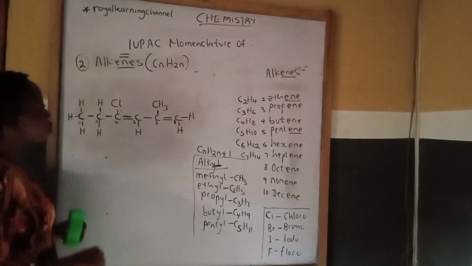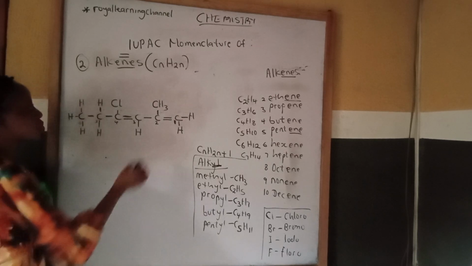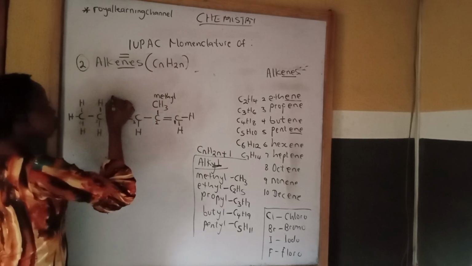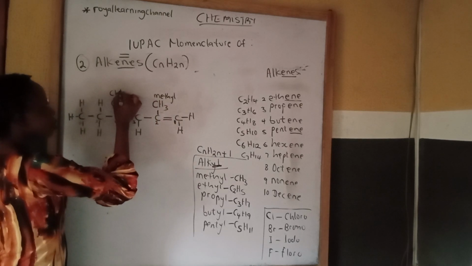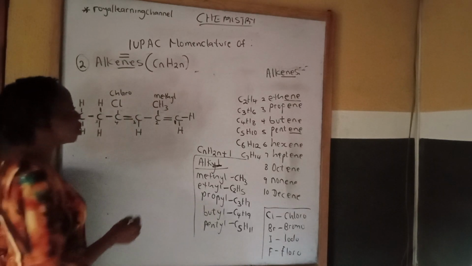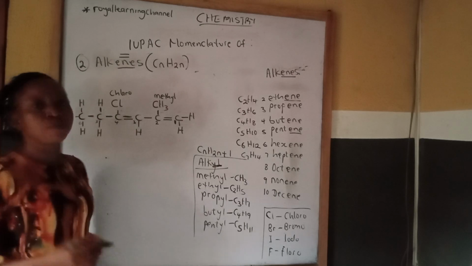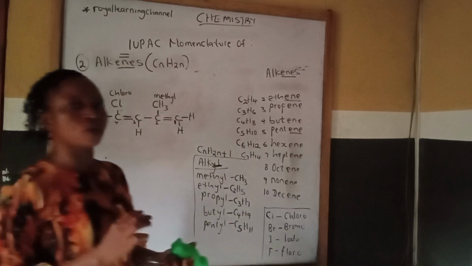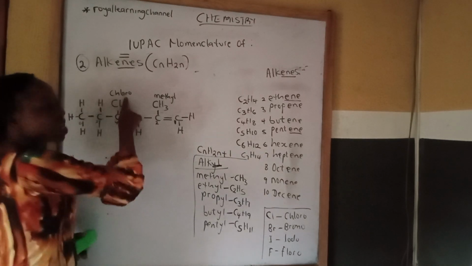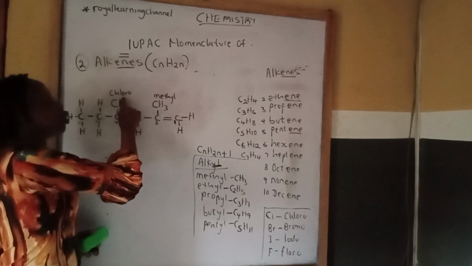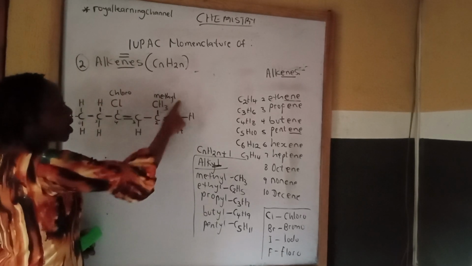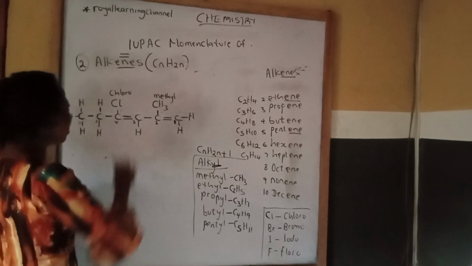So we have numbered now. The next thing is to name our substituents. This one is methyl. Then this one is chloro. That's chlorine. Chlorine will sound chloro. So now, when we have a mixture of organic and inorganic substituents, the rule says that you name your inorganic before organic. Chlorine is inorganic, so you name chlorine first before you name methyl, because chlorine is inorganic while methyl is organic. So we name chlorine first.